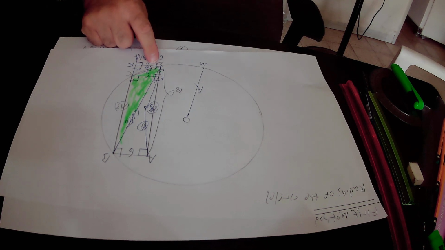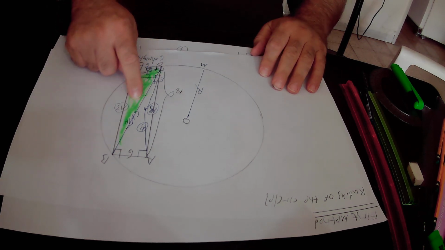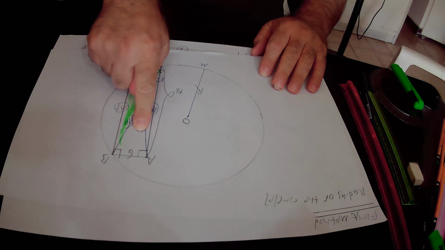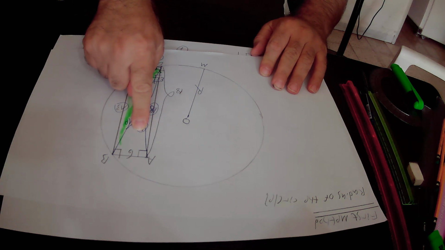Then we joined points B and D together by a straight line. By joining points B and D, we created the right triangle ABD. This right triangle ABD. Then we implemented the Pythagoras theorem on the right triangle ABD.